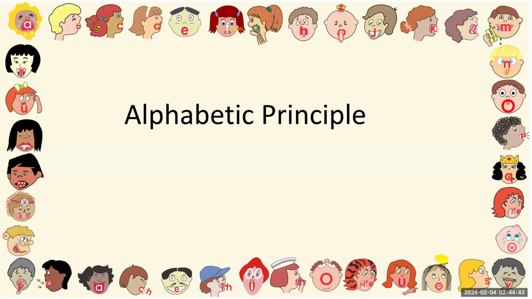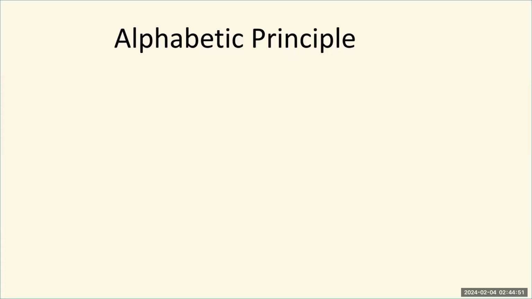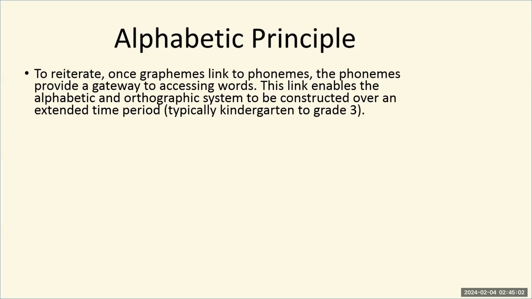The structure of reading in English is based on the alphabet. So to reiterate, once graphemes link to phonemes, the phonemes provide the gateway to accessing words. This link enables the alphabet and orthographic system to be constructed over an extended time period. So this begins typically in kindergarten or even before and goes on until grade 3. So this orthographic system is now going to be much more than the alphabet. It's going to be the entire system of spelling.